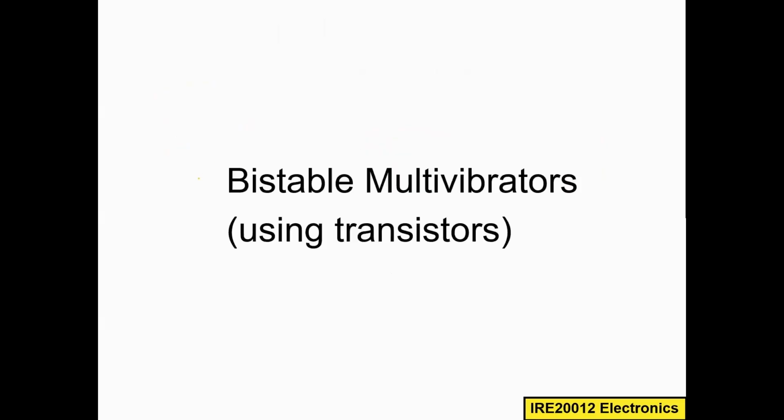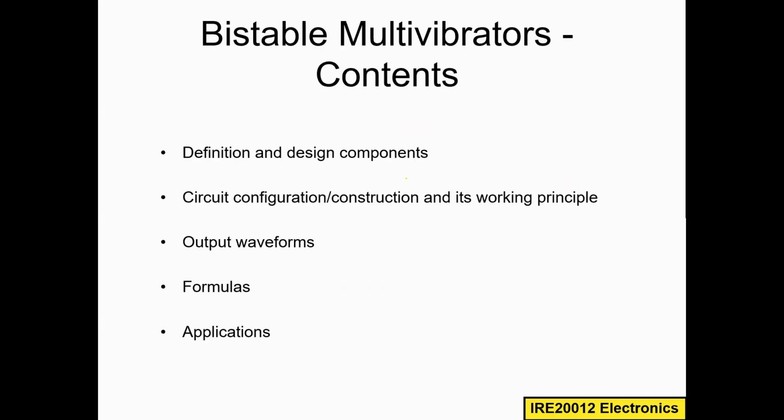So now we will see the third one, the bistable multivibrator. It also has two states, and both states are stable. We will see this bistable multivibrator using these subtopics: definition and design components, circuit construction and working principle, output waveforms, formulas and applications.